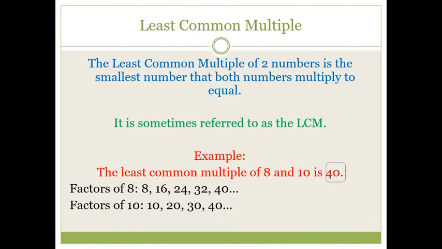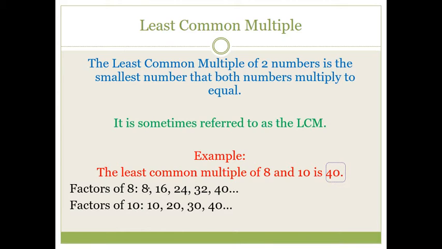Alright, so they're 8, 16, 24, 32, 40, 48. We could keep going forever, right? Then I start listing out all the multiples, not factors, multiples of 10. And those are 10, 20, 30, 40, 50, and so on forever. But as soon as I get to 40, I can kind of stop because I see that 40 is the smallest number that appears on both of these lists.